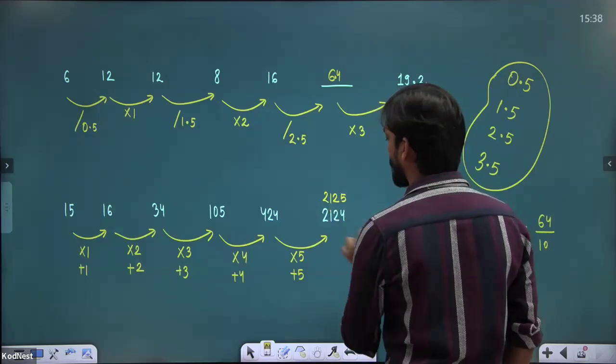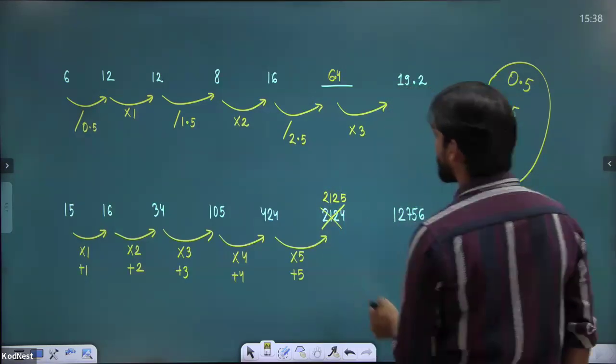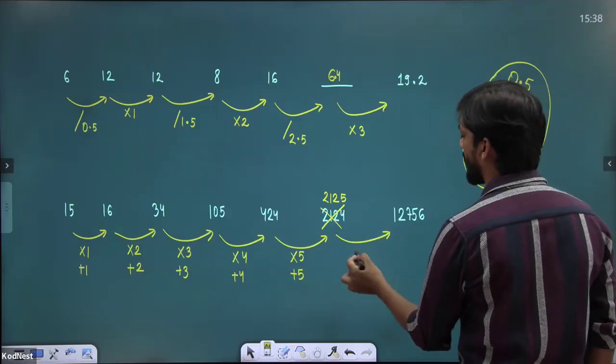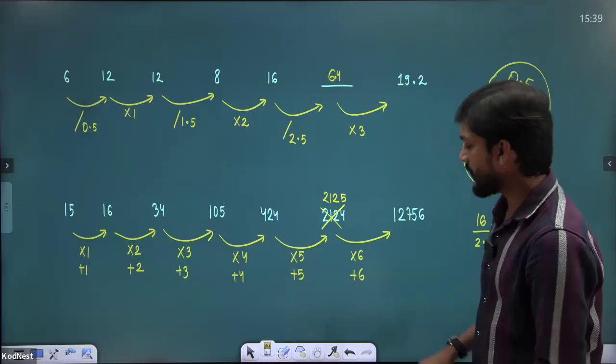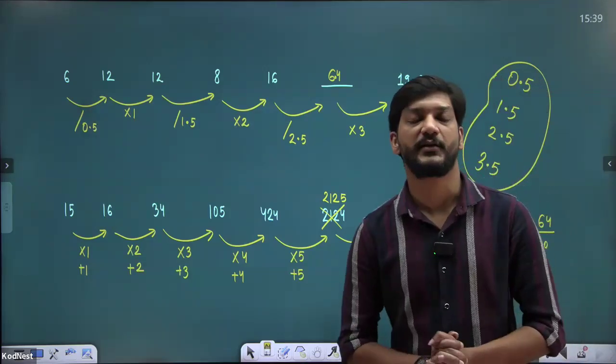So it will give you 2125, not this. So 2124 is your wrong number. Okay, multiply by 6 plus 6. So 2124 is the wrong number in this series.